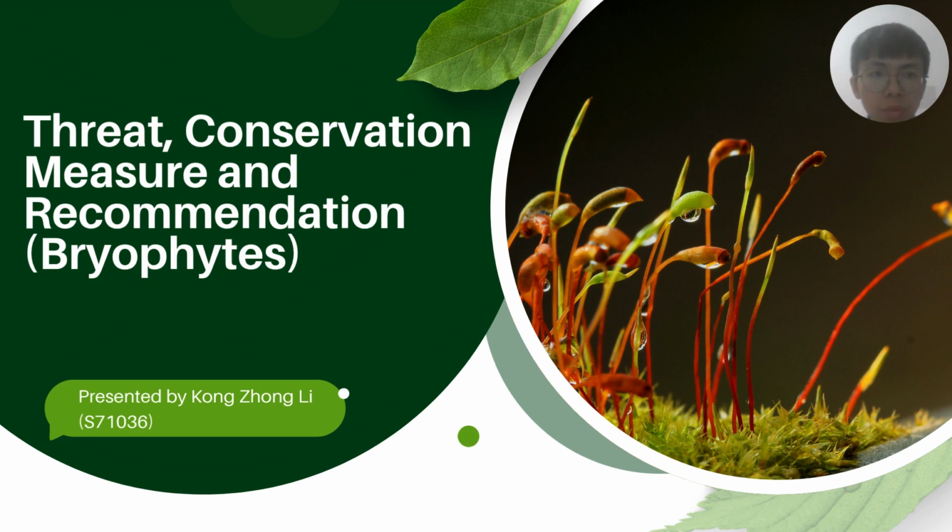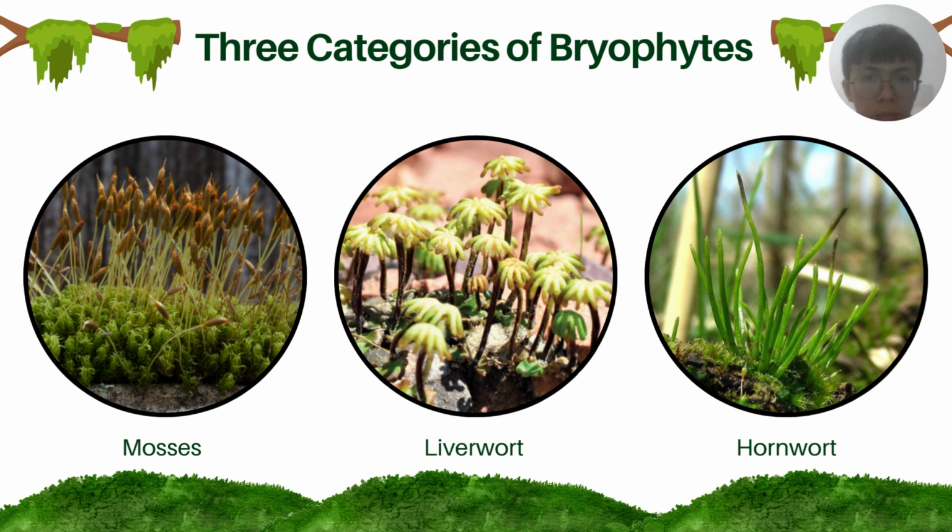Matrix number S71036. The title that I want to present today is Three Conservation Measures and Recommendation for Bryophyte. Bryophytes are divided into three categories, which are mosses, liverworts, and hornworts. Bryophytes are the smallest plants but important for our planet.